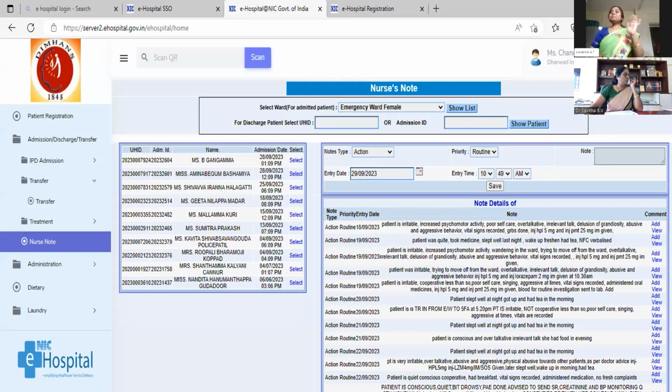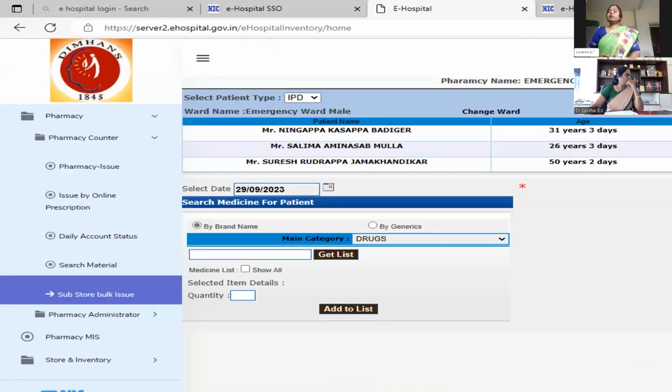Next slide, please. Yeah, in this slide you can see this is related to drugs. On the top you can see who all the patients are. This is one male ward, and all the patient names are there. Below, you can select one patient, and it will give a list of the drugs the patient is having. That is shown in the next slide, please.